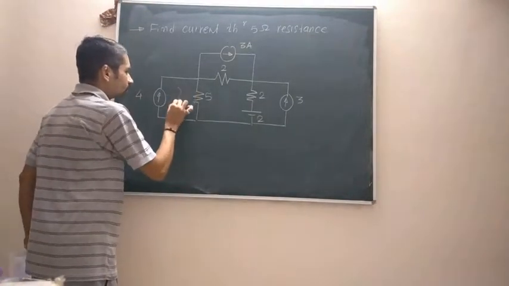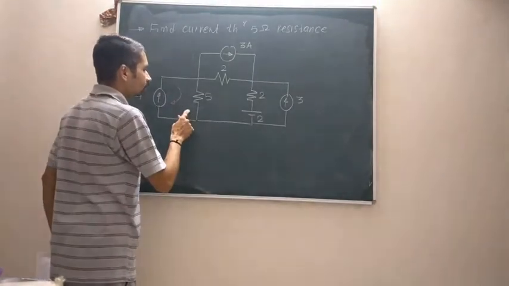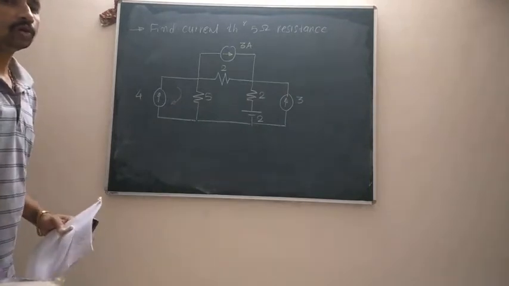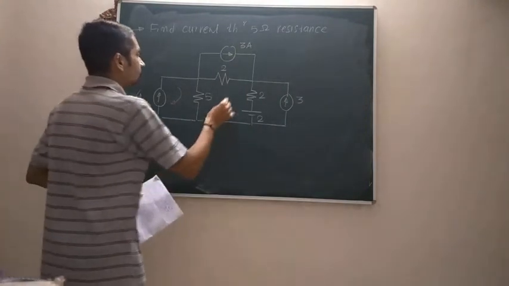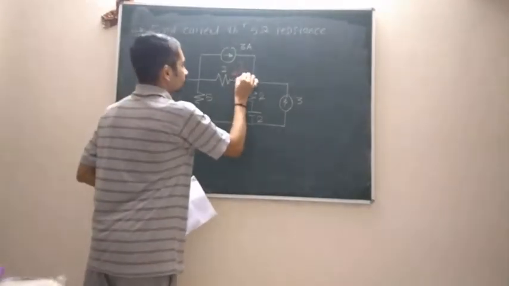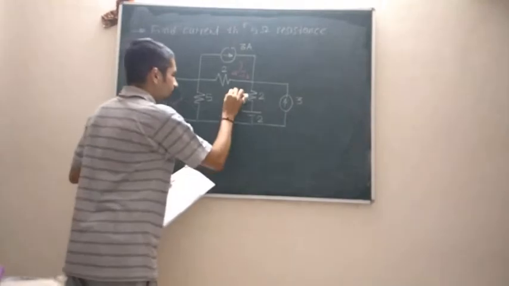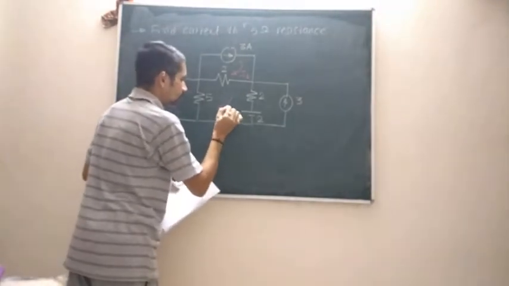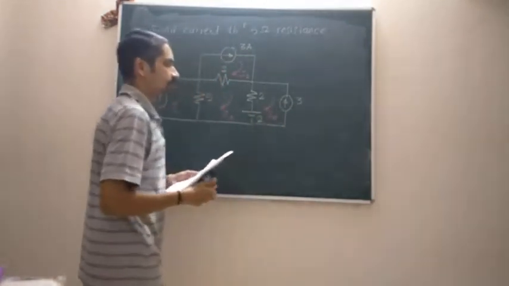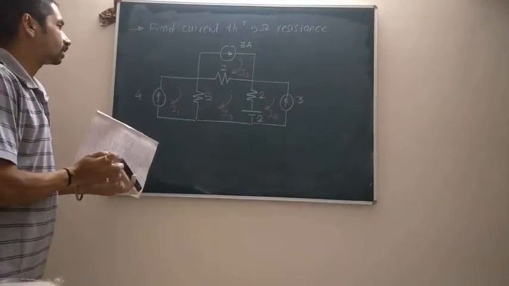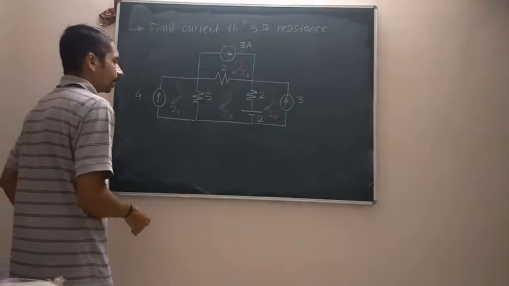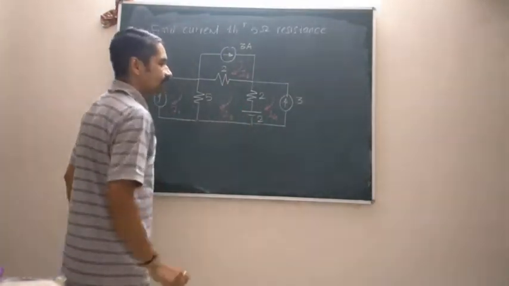So let us assume, now how many loops are there? Loop number 1, 2, 3 and 4. So there are 4 loops, so there are going to be 4 different loop currents. I will name them like this: I call this current I1, this current I2, this current I3 and this current I4. As there are 4 loops, I have to have 4 loop currents.